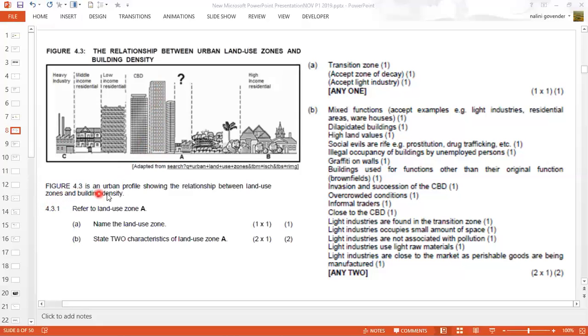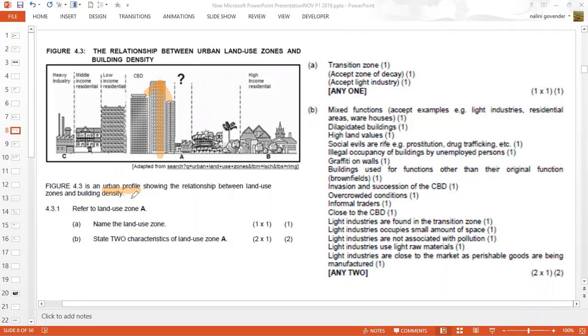Figure 4.3 is an urban profile. Now, what does urban profile mean? There's the urban profile. It talks about the side view of a city, which indicates the height of the buildings. And as we know, the buildings are the tallest within our CBD. They gave reasons why the buildings are the tallest.